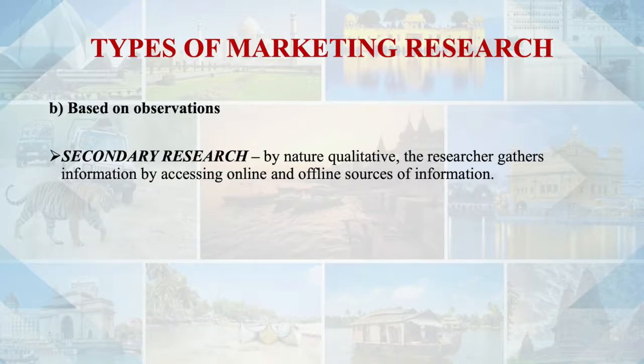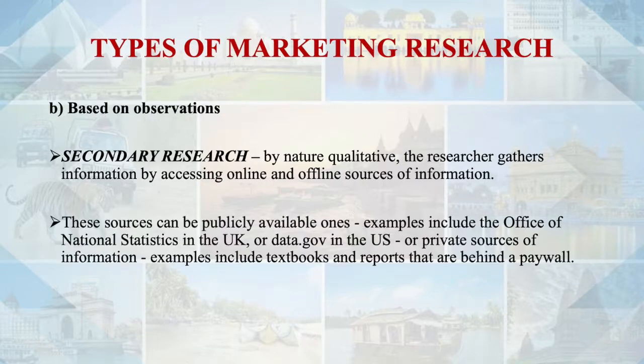Secondary research, by nature, is qualitative research. The researcher gathers information by assessing online and offline sources of information. These sources can be publicly available ones, for example the Office of National Statistics in the UK, or data.gov.in or data.gov in the US, or private sources of information. Examples include textbooks and reports that are behind a paywall.